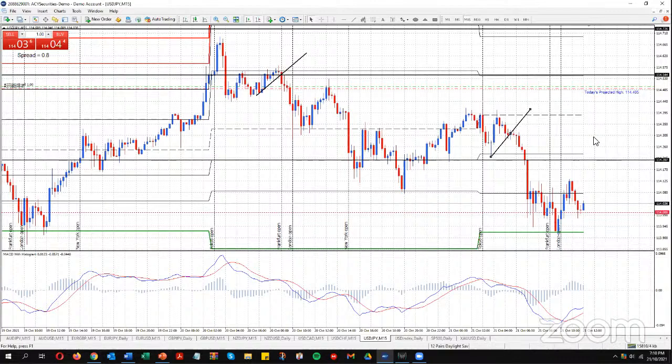At the moment, it's just holding on the 114 level. So this might pop back up.